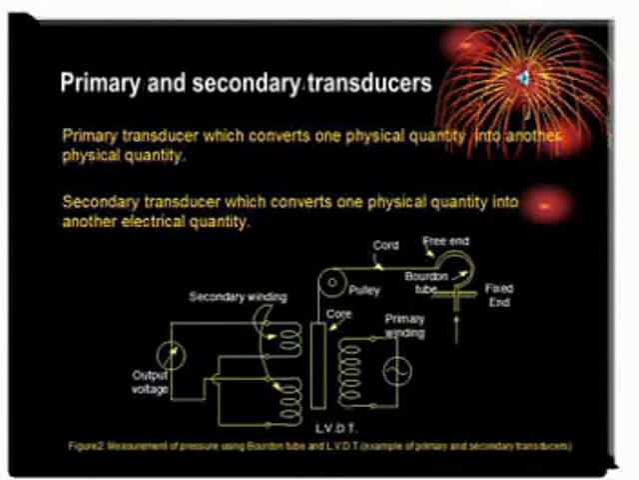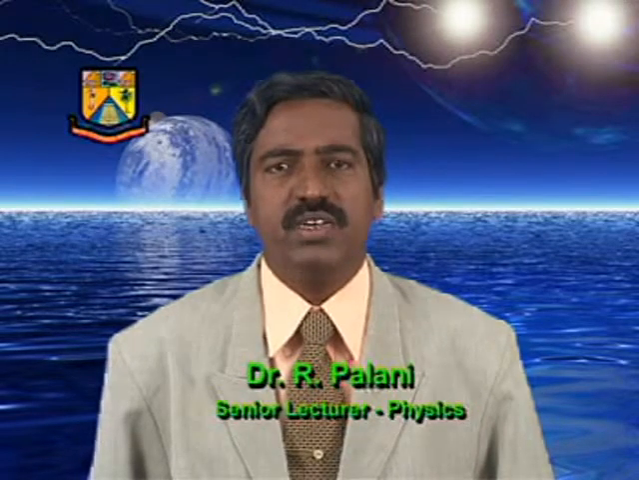And the second classification is as primary and secondary transducer. What is primary transducer? What is secondary transducer? Primary transducer is a transducer which converts one physical quantity into another physical quantity. Secondary transducer is a transducer which converts one physical quantity into an electrical quantity.